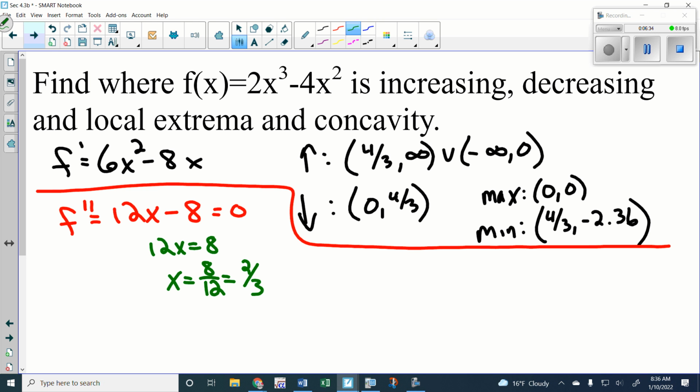And we get 2/3. Now, what do we call that point? What do we call when we set the first derivative equal to 0? Our critical points were 0 and 4/3. Now what do we call it when we set our second derivative equal to 0?